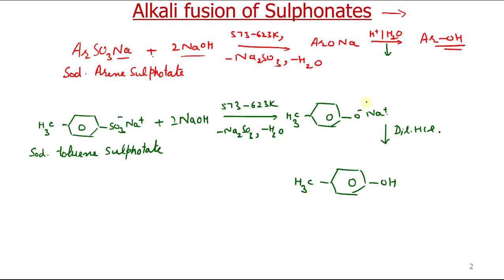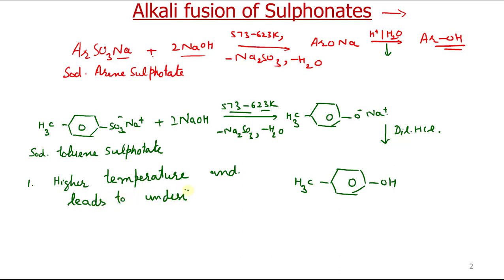But this reaction has many limitations. The main disadvantage of this reaction is that fusion is usually carried out at high temperature. First, we require higher temperature, that is the first limitation of this process. You can see this is quite high temperature, and this leads to undesirable products.